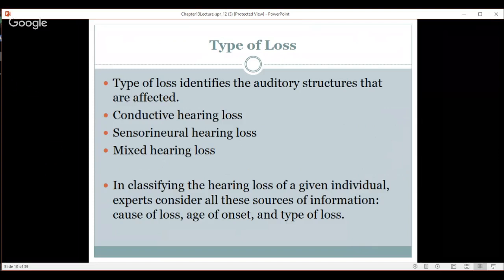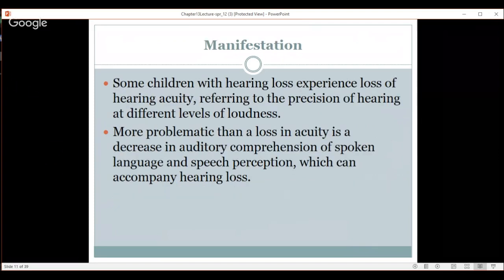In classifying hearing loss of a given individual, experts consider all of these sources of information: the cause of loss, age of onset, and the type of loss. Some children with hearing loss experience loss of hearing acuity, referring to the precision of hearing at different levels of loudness. More problematic than a loss in acuity is a decrease in auditory comprehension of spoken language and speech perception, which can accompany hearing loss.